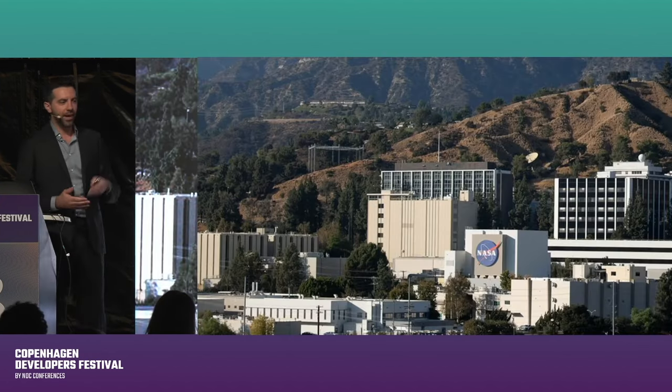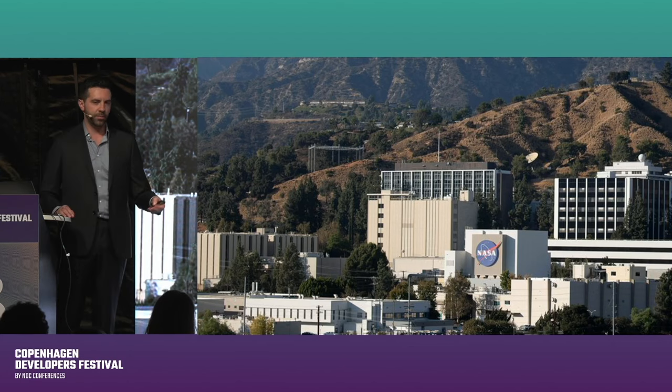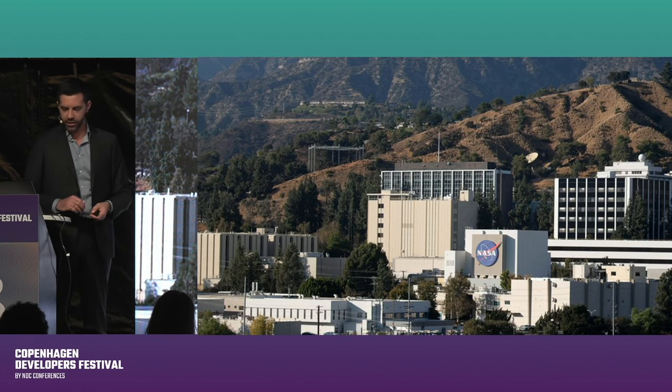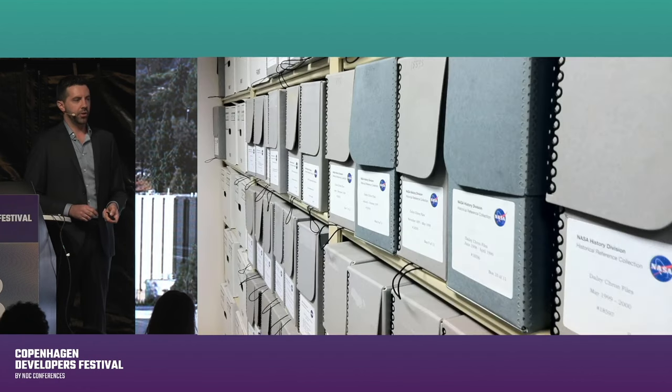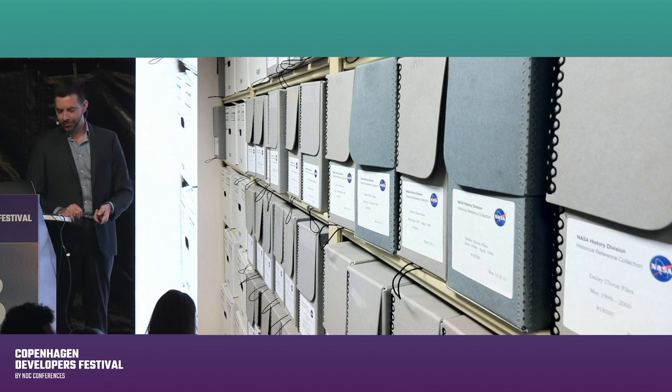But the problem was that the records they were trying to find were not kept where the navigation team was. The navigation team was based at JPL in California, and the records they were looking for were in some warehouse. No one was really sure where. And not only were they buried in a warehouse, but those records were organized by the name of the engineer who wrote them. Not by the project that they were for.